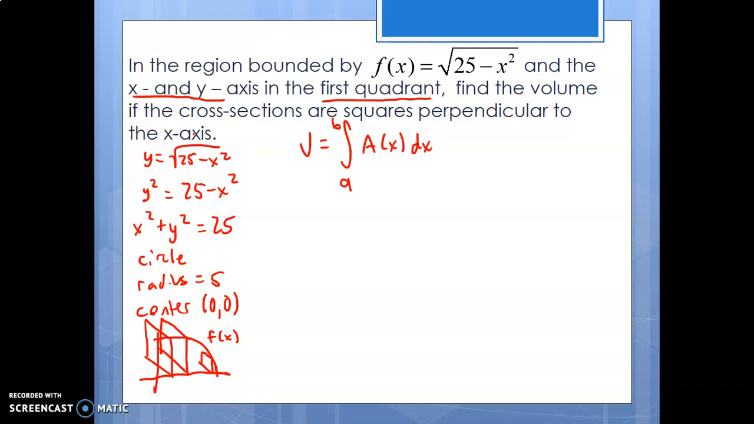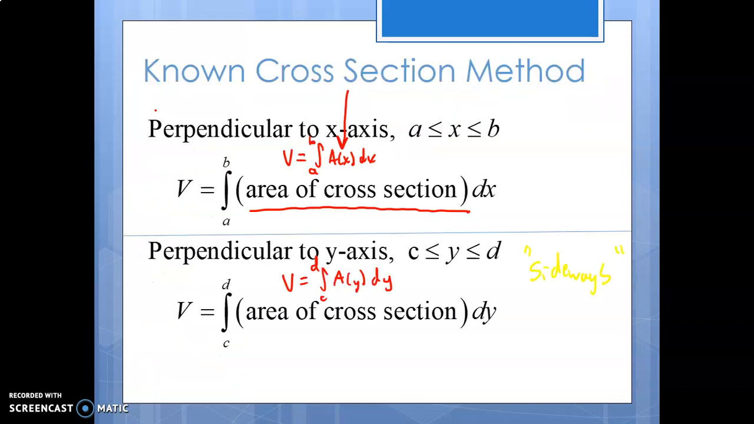Since we're perpendicular to the x-axis, and whatever axis you're perpendicular to is what you're adding up going across, I'm going to be adding up going across the x-axis. So if you're perpendicular to the x-axis, this is like a straightforward problem. If you're perpendicular to the y-axis, that's going to be one of the sideways problems.